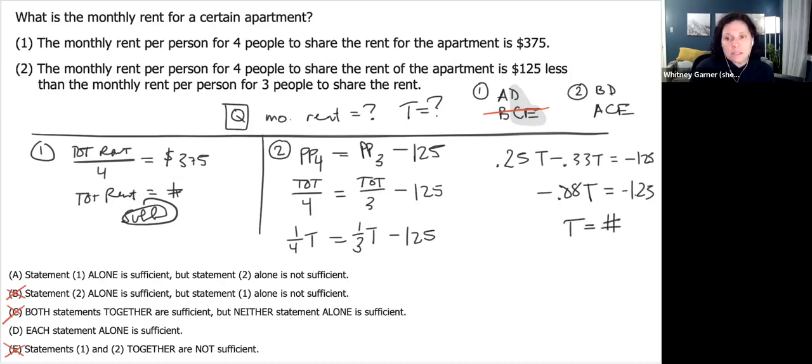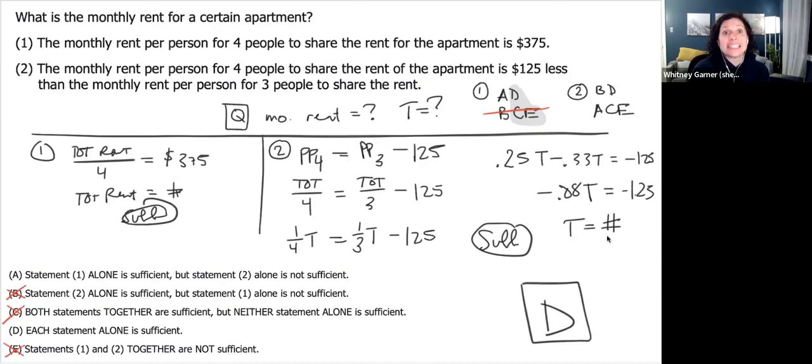So even if it doesn't seem like it's the most direct or upfront information, it turns out that statement 2 is also sufficient. I can solve this equation for the total amount of rent. That means that my correct answer is D.